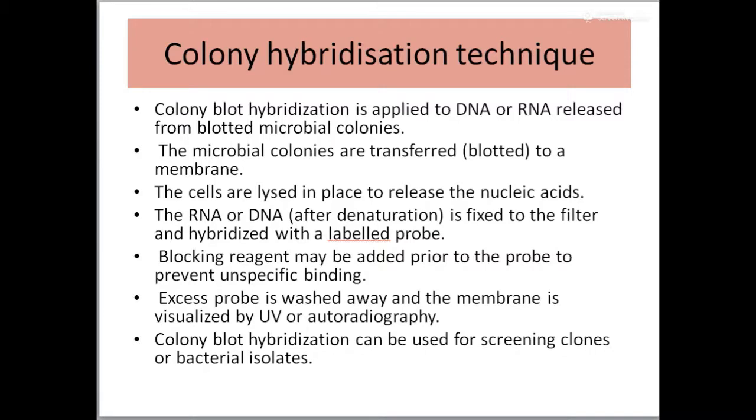Usually before the probe is added, you take the membrane and block it with some blocking reagent so that nonspecific binding is prevented, and excess probe is washed away. The membrane is then visualized under UV or autoradiography so that wherever the probe binds, we can identify that those colonies have the gene of interest. So, colony blot hybridization is used for screening clones or even bacterial isolates.